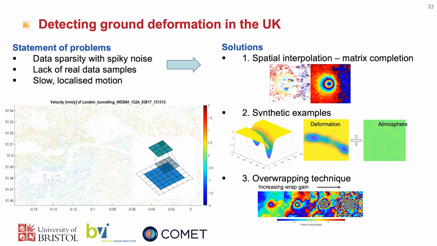We also apply a synthetic data set for this work too, because of course we don't actually have the ground truth to detect for a start. And then we also have the overlapping technique because it is a localized motion, which we already presented. Let me just show some examples of what happens if the data set is sparse.